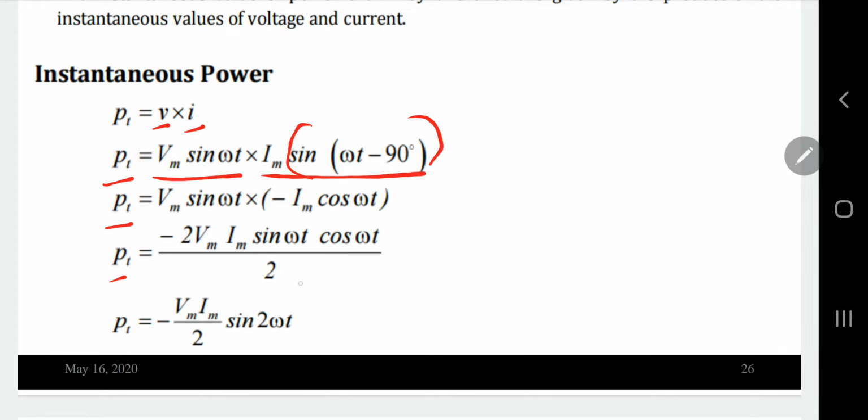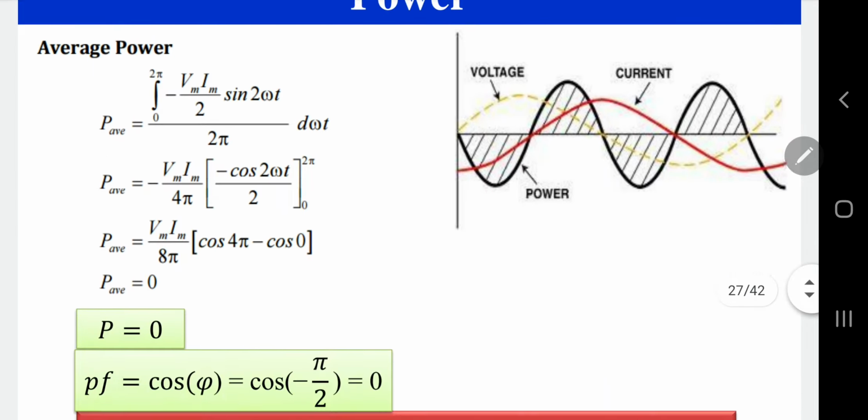So you'll be obtaining the equation like this. Now, is this clear for you? This will be sin 2 omega t, sin 2 omega t divided by 2 is remaining there. Now, this is the equation for the instantaneous power. This we are going to use for integrating and finding the average power. Okay, average power.